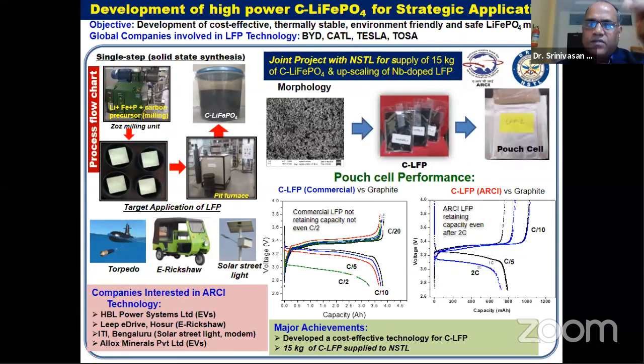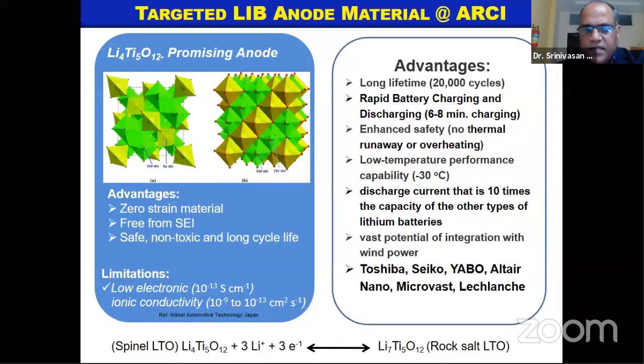That's why we develop the material according to the target applications. Many companies are interested in ARC technology. For example, HPL Power System and Leaf V Drive are looking for e-rickshaw application, and ITI Bangalore is looking for a LiFePO4 battery for solar street application, and then Alax Minerals Limited. The other material I'm going to present is lithium titanate as an anode material, which we have developed.